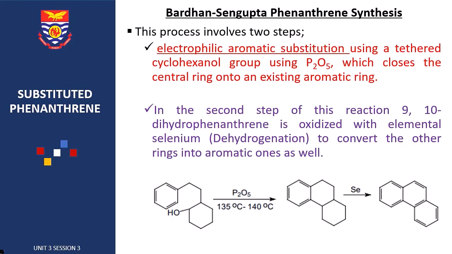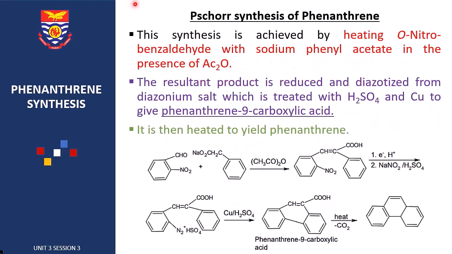So the next synthesis route we'll be looking at is the Bardhan-Sengupta phenanthrene synthesis. Now, two key steps are involved in this reaction. The first one is the electrophilic aromatic substitution using a tethered cyclohexanol group as well as diphosphorus pentoxide, which closes the central ring onto an existing aromatic ring. So that is seen here. This is the first step, by the use of the diphosphorus pentoxide to yield our first intermediate. Now this intermediate undergoes another reaction, which is oxidation using elemental selenium to convert the other two rings into aromatic rings.